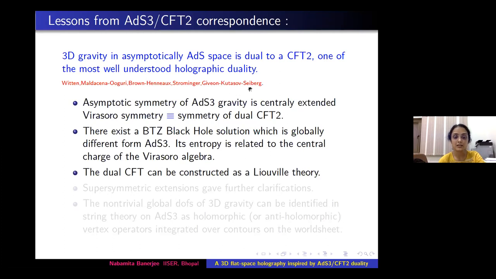Third point is, this dual CFT that we are talking about can actually be constructed as a Liouville theory. So we actually know what this CFT is. We know its Lagrangian, and we can actually work with it.